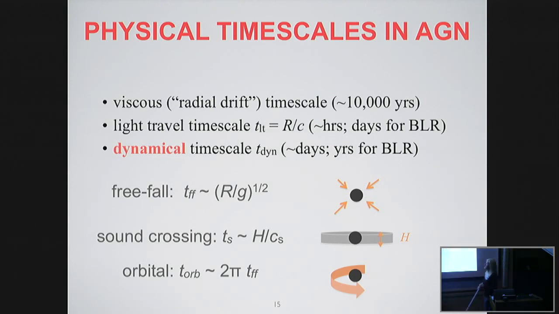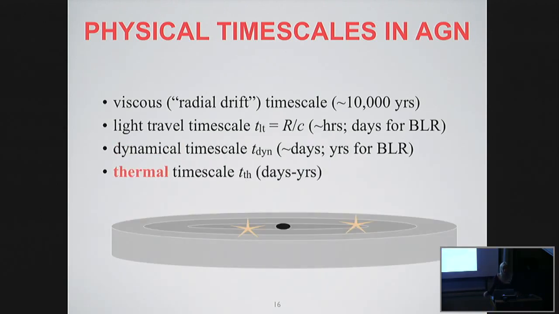Now there's the dynamical timescale, which is the shortest timescale you'd expect to see any physical changes. This kind of encompasses the free fall, sound crossing, and orbital times, and this is roughly days for the accretion disk and roughly years for the broad line region. And then finally, you have the thermal timescale for thermal instabilities. So this is the time it takes for energy to dissipate within the disk, or essentially the response timescale to a spike of energy input. And this is about days to years for the accretion disk.